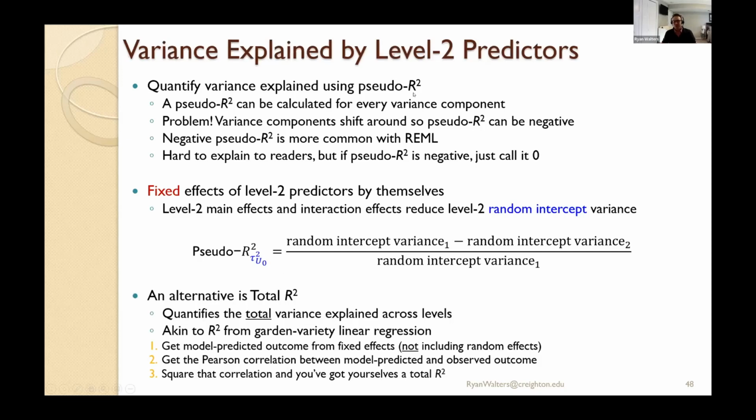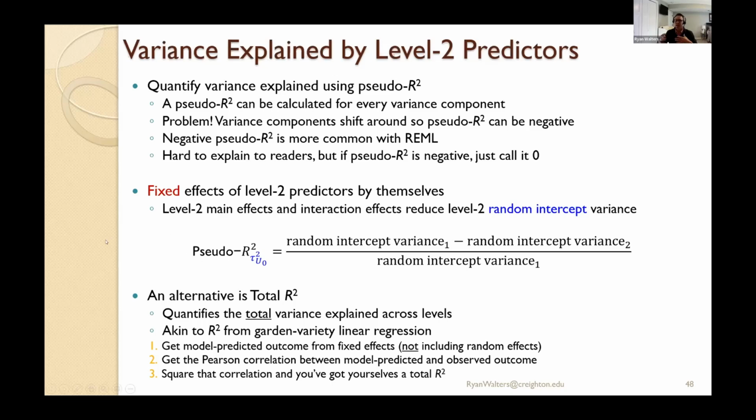Again, given the difficulties of pseudo R-square, we have an alternative called total R-square, and this is what we had seen earlier. It quantifies total variance explained across all levels, and it is interpreted exactly the same as R-square from linear regression. We get our model predicted outcome from our fixed effects only. We get the Pearson correlation between our predicted value and our observed outcome, and then we square it. That's going to be R-square. That's what we're going to call total R-square.